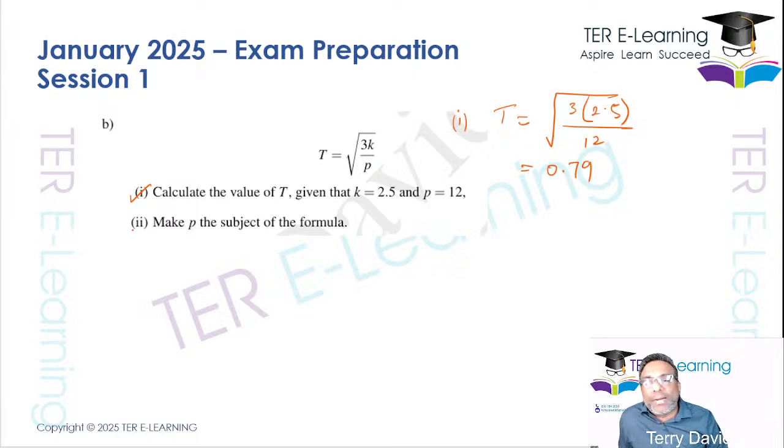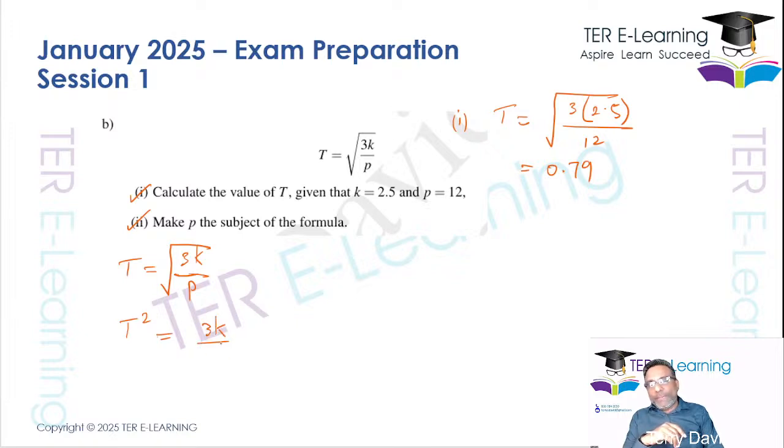Part 2 now, we want to make p the subject of the formula. So you all need to be able to change the subject of the formula. We have t is equal to the square root of 3k all over p. Whenever we have a square root, we're going to square both sides in order to get rid of the square root sign. If you square both sides, you end up with t squared on the left side. On the right hand side, the square root disappears, so you end up with 3k all over p.